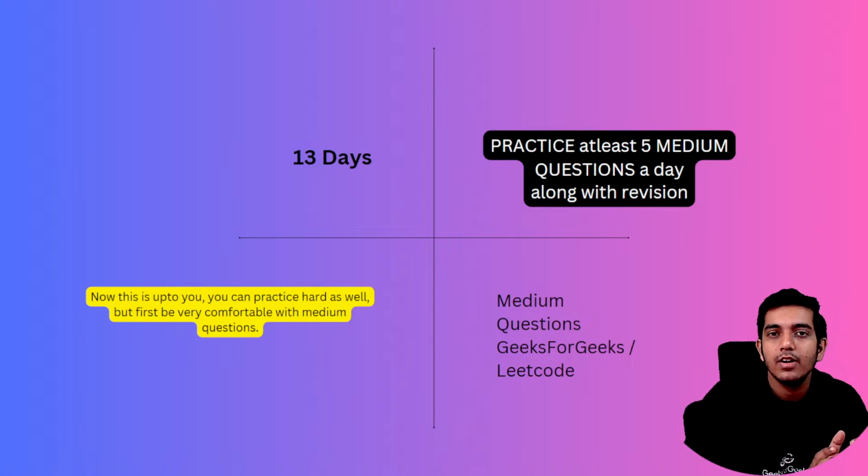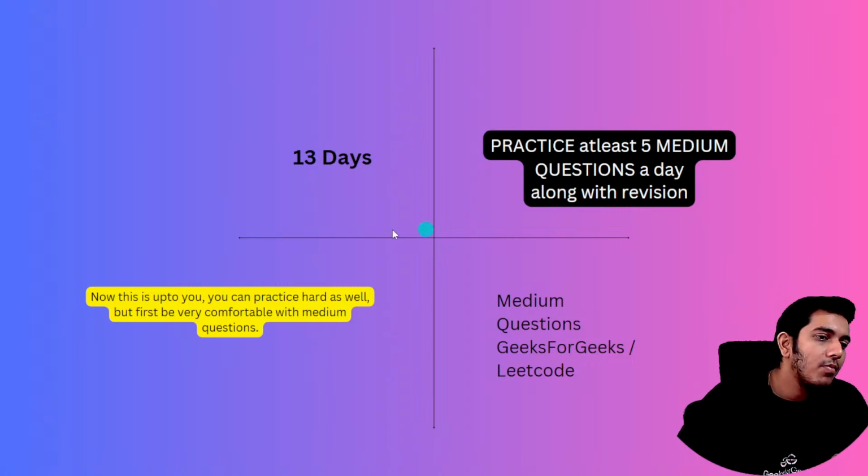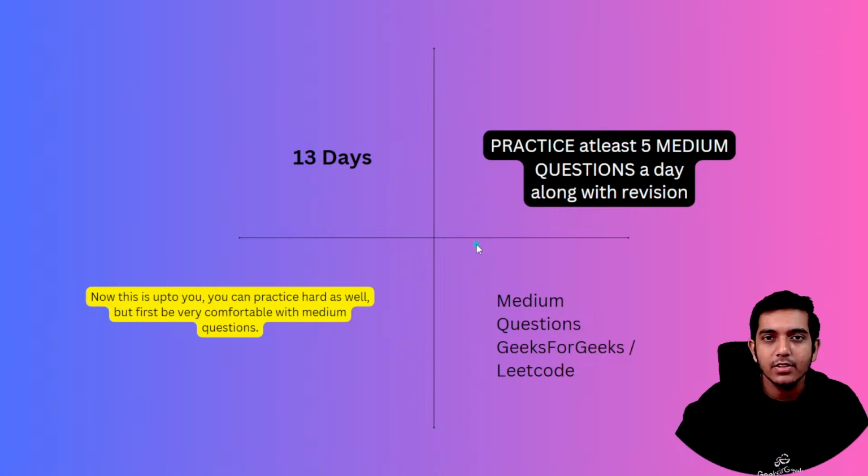And be very comfortable with medium, then go with hard. If you're very comfortable with medium, then you can consider yourself ready to go for companies in FAANG. That's the thing, right? So guys, this is overall 3 months. This is the overall plan for 3 months, but it might take you more or less time to be this much capable.